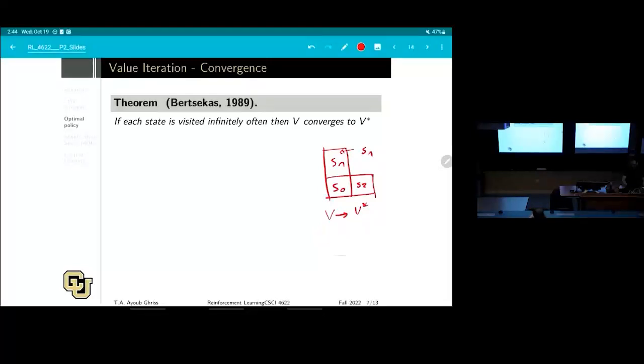I just need to reach the stage where V of S1 is greater than V of S2, okay? It means the greedy policy does not care about the value, it just cares about the order. So once V of S1 is greater than V of S2, the greedy policy has converged. But for V, it still needs more time to converge to the exact value at that state.